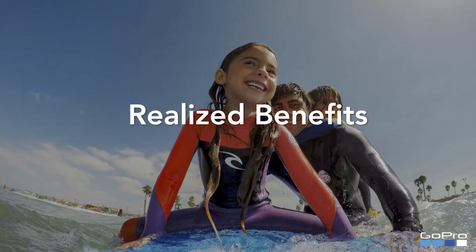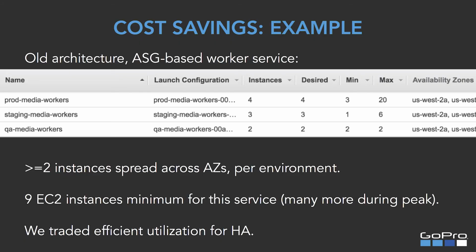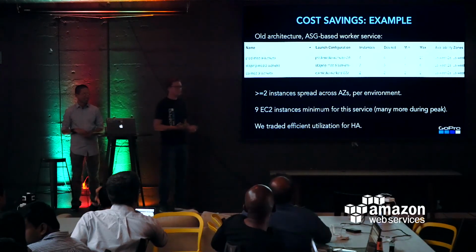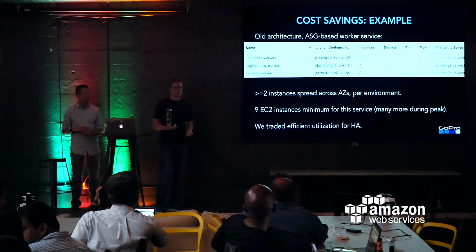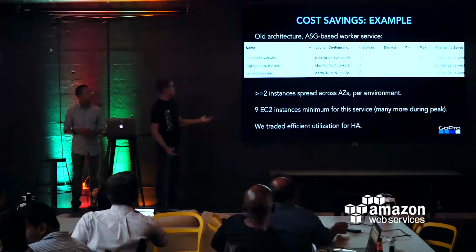So moving on, the last section is about the benefits that we realized. So, cost savings. This is one of the best benefits that we've gotten from moving to ECS. This is just an example of some of Lawrence's media workers from the old system. You can see there, this is 3 different environments: QA, staging, and prod. And to maintain some sort of high availability in our old way of doing things, we needed at least 2 EC2 instances per environment, so we're spread across 2 availability zones. In production, we're usually running 3 or more.